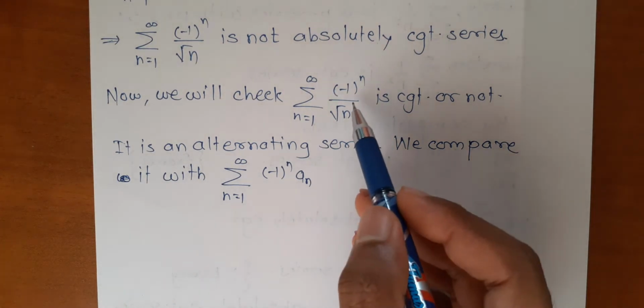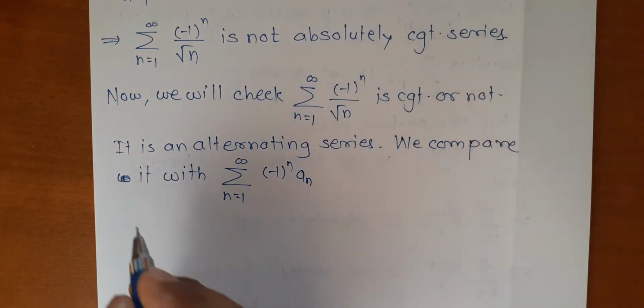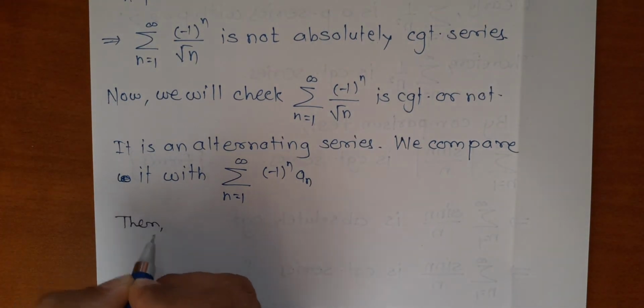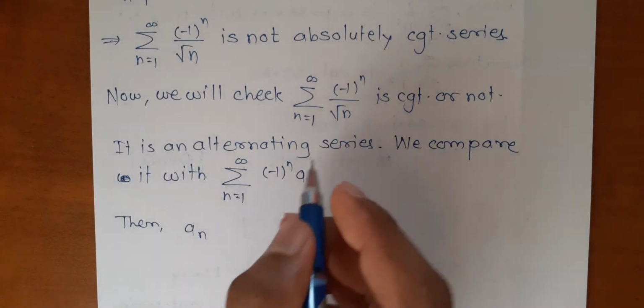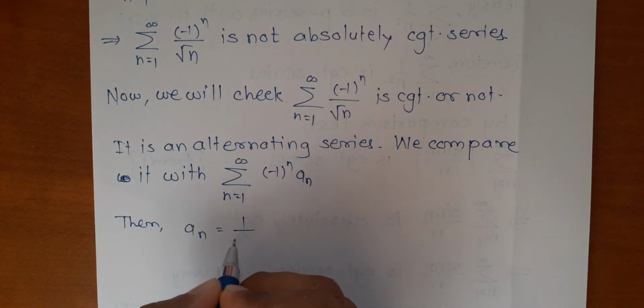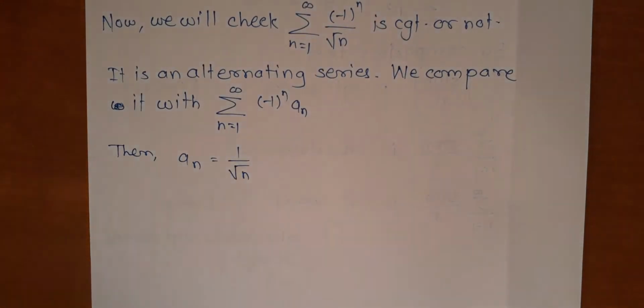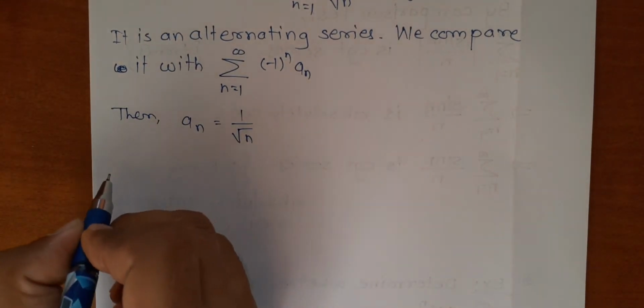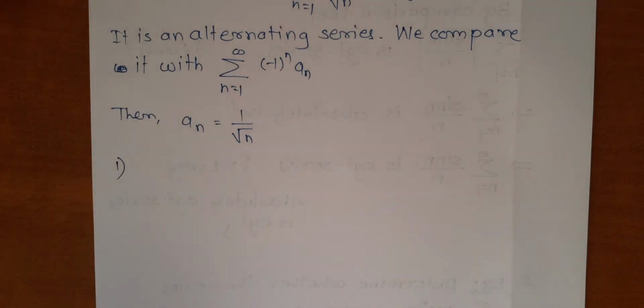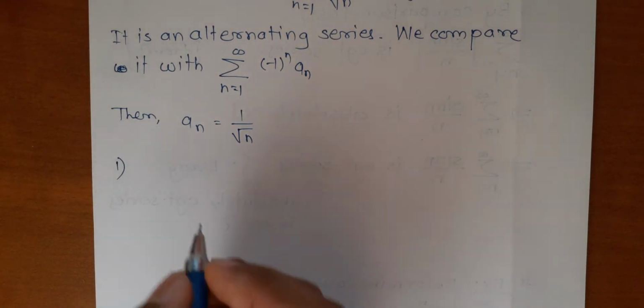So I'm comparing this series with the standard form of alternating series. Then will you tell me what is our bn? bn means the multiple of minus 1 raised to n, this is 1 upon root n. When you have an alternating series, normally we use the Leibniz test to check whether the given series is convergent or not. There are three conditions. First condition is bn should be non-negative.